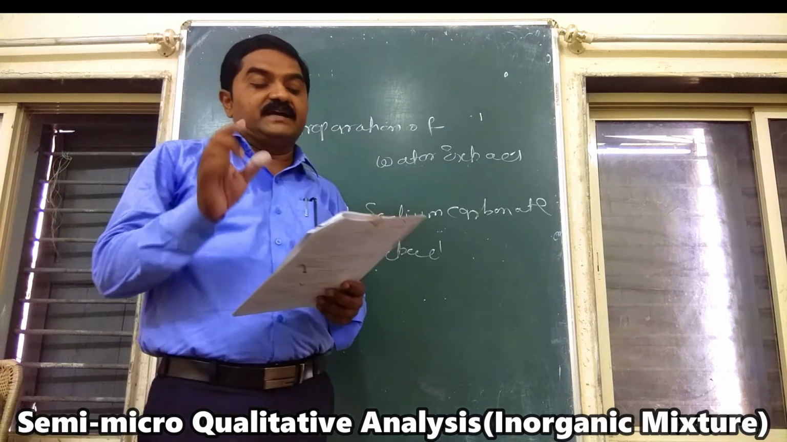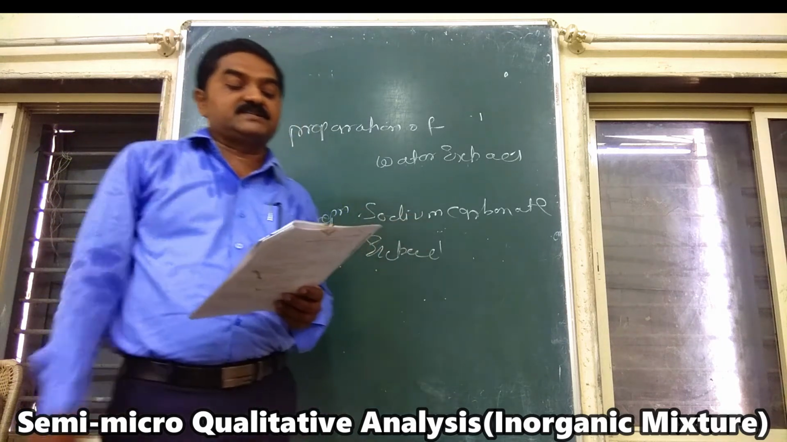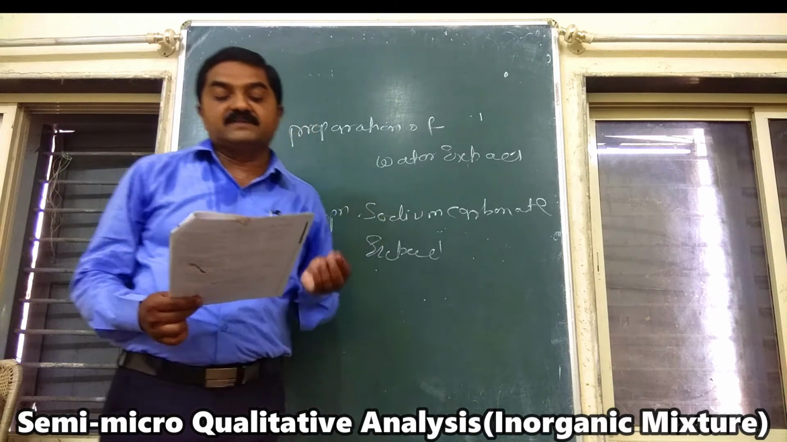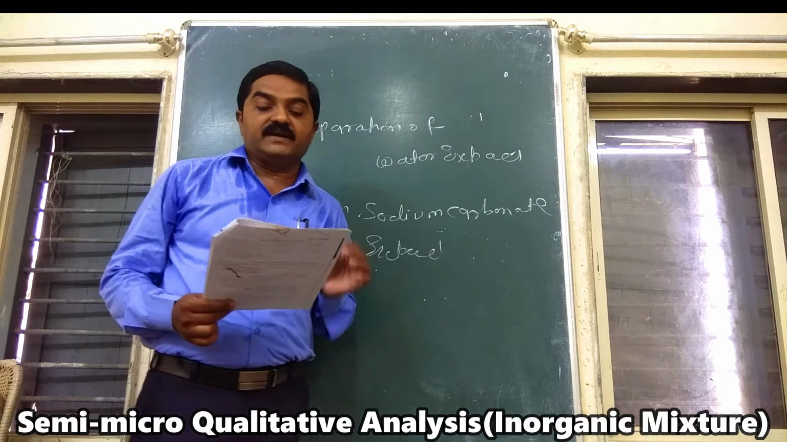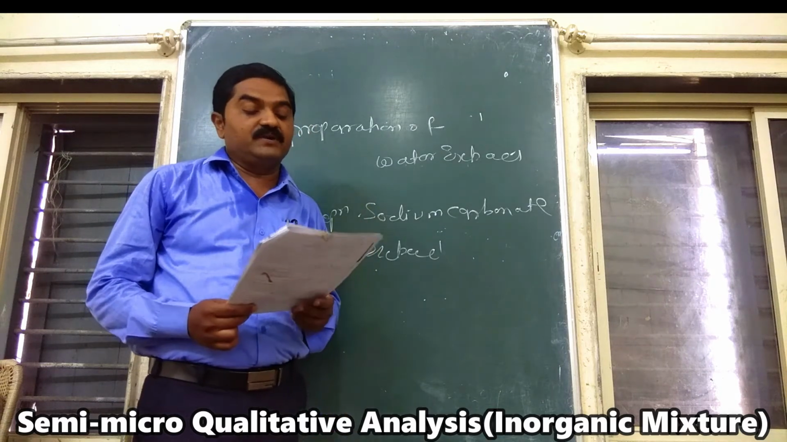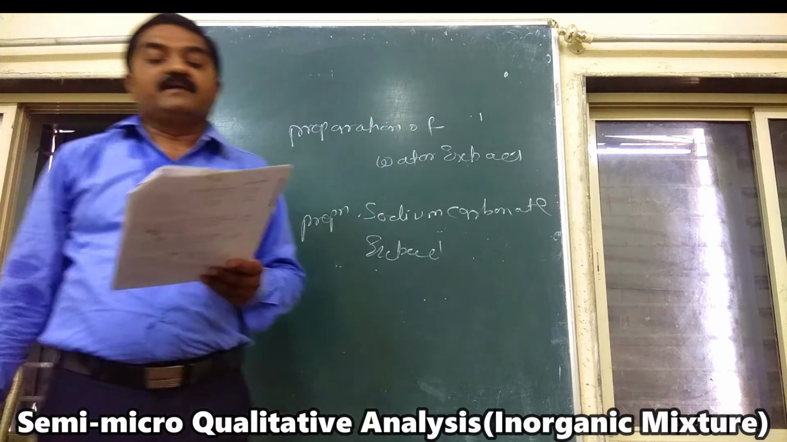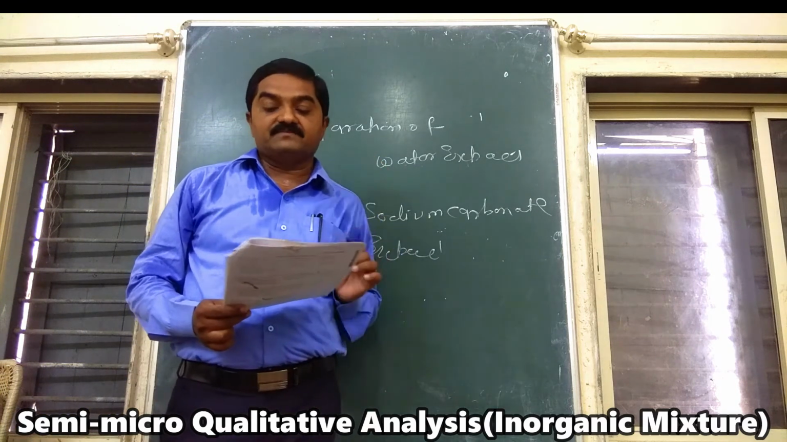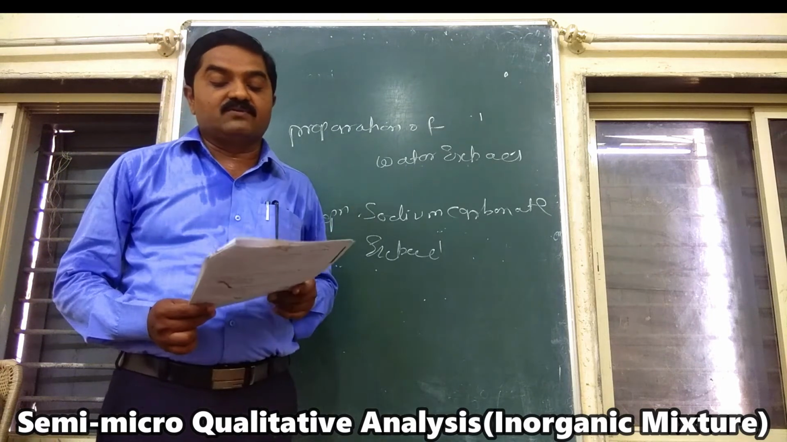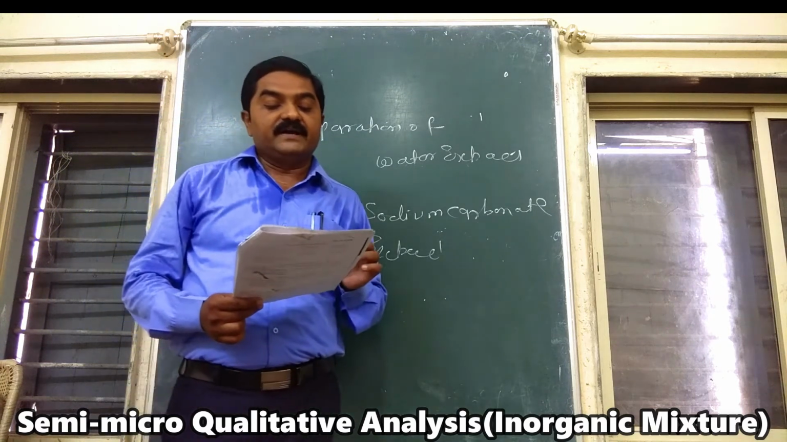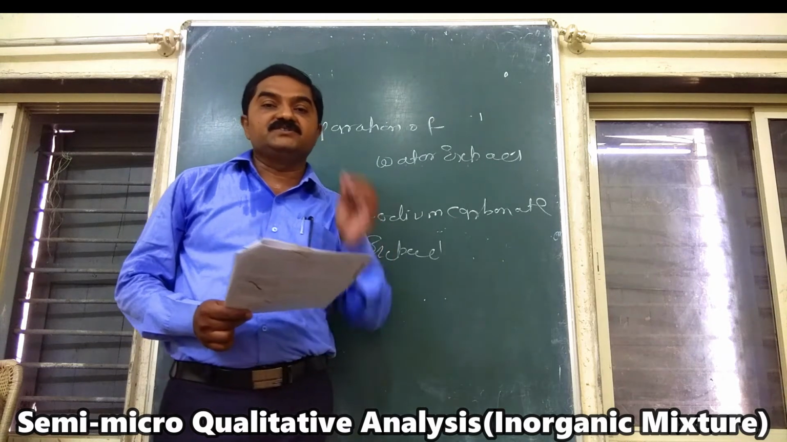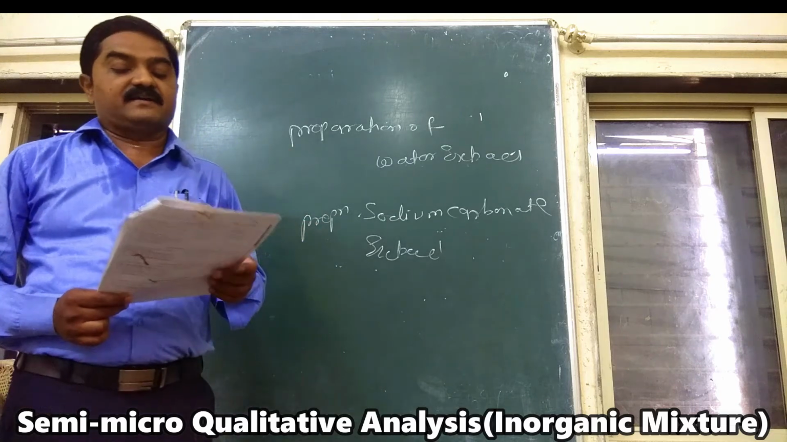Whenever necessary, you should prepare the water extract. And the second one is sodium carbonate extract. Whenever the common ions sulfide, sulfate, chloride, bromide and iodide are to be tested, you should prepare the sodium carbonate extract. Sodium carbonate extract is prepared by mixing 2 grams of the mixture and 5 grams of sodium carbonate in a china dish. Add 20 to 25 ml distilled water and boil the mixture for 10 to 15 minutes. Then cool and filter the mixture, and this filtrate is used as the sodium carbonate extract.